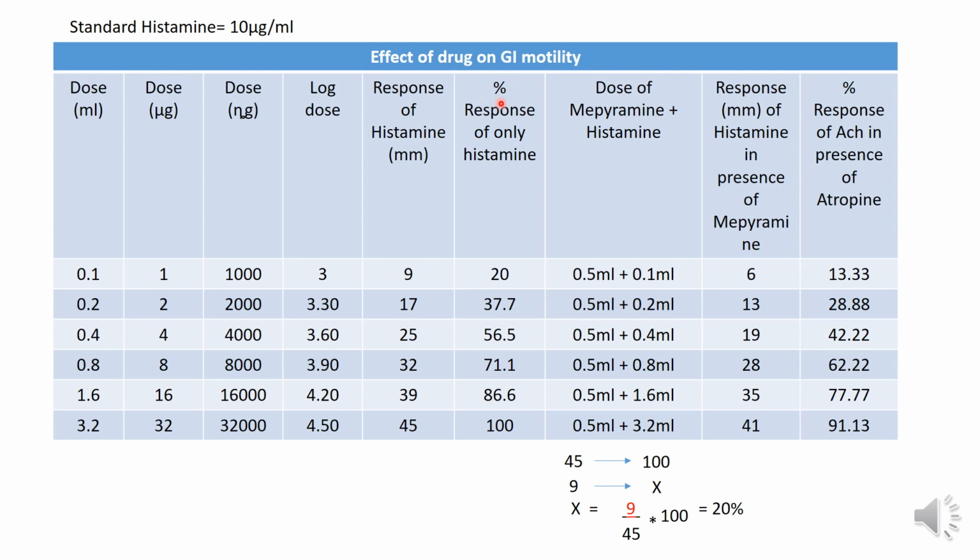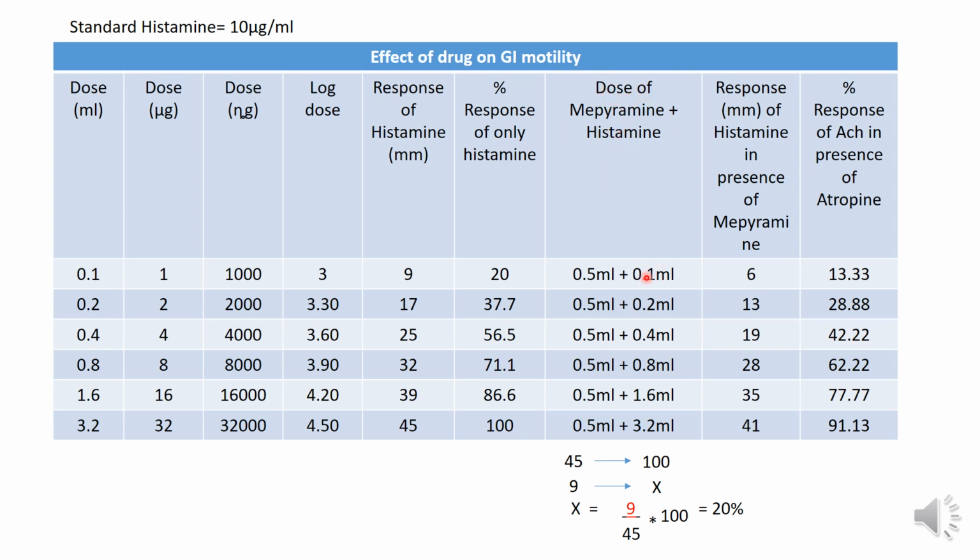Then we'll calculate the percent response of only histamine. If we take 45 mm as 100%, how much for 9? We will do the cross multiplication and we will get 20%. Similarly we will calculate for the others also. So it will come here as 37.7. For 0.4 it will come here as 56.5, then 71.1, 86.6, and the last one we have taken as the 100%.